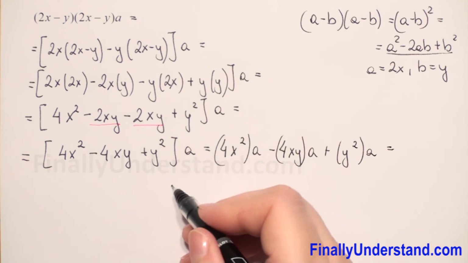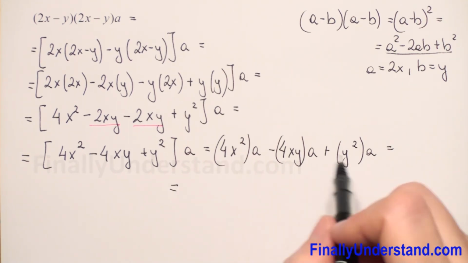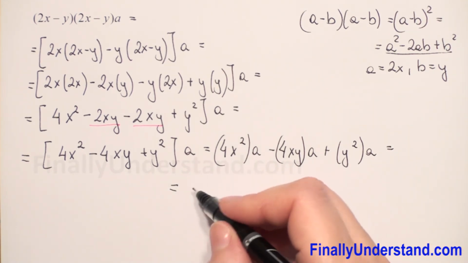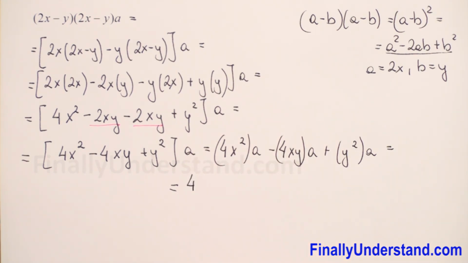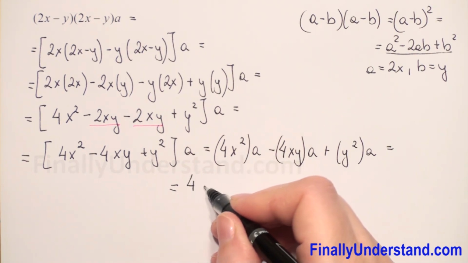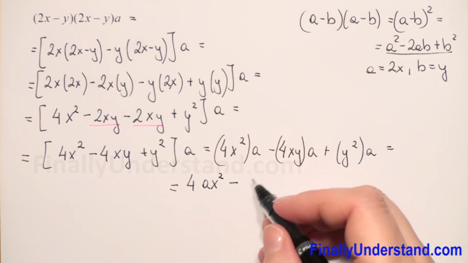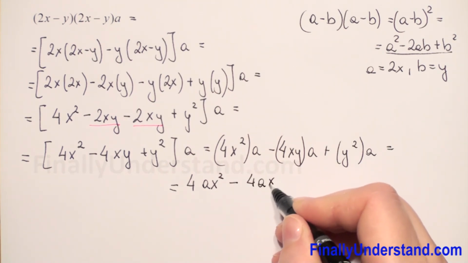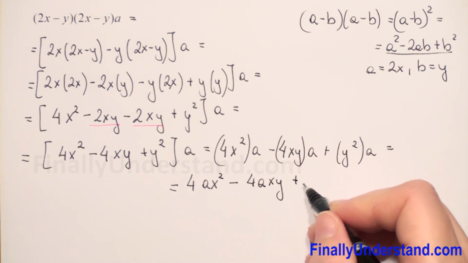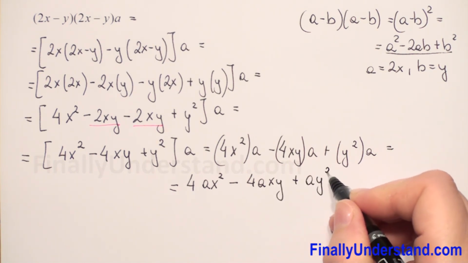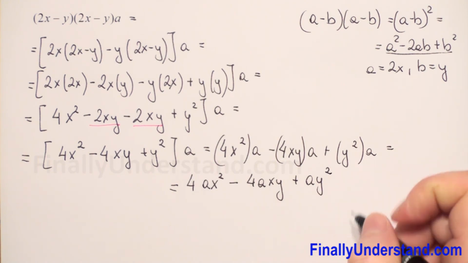So this is equal. We write variables in alphabetical order, and first we always have to write the numbers. So we have 4, next will be a x squared, negative sign, 4a xy, plus a y squared. This is my solution.